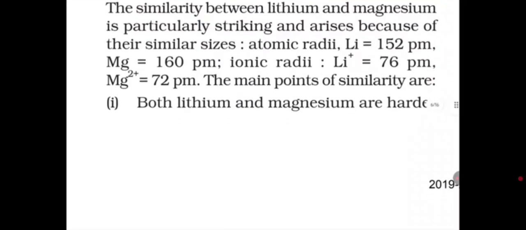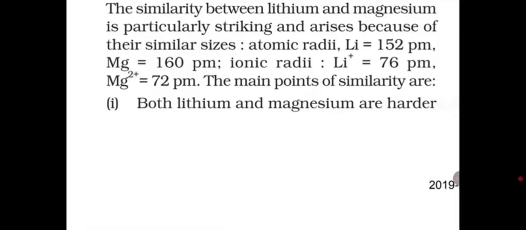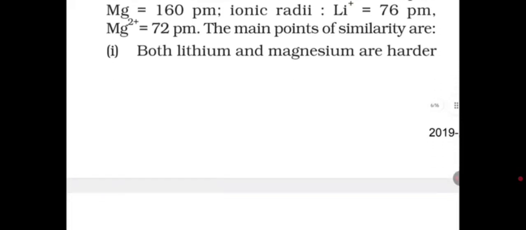The similarity between lithium and magnesium is particularly striking and arises because of their similar sizes, atomic radii. Lithium's atomic radius is 152 picometer, magnesium is 160 picometer. Ionic radii: Li+ has an ionic radius of 76 picometer, and Mg2+ it's 72 picometer.